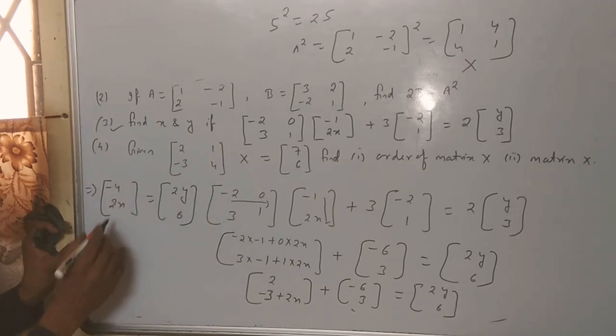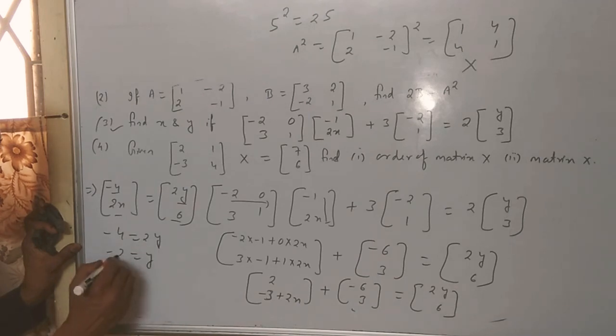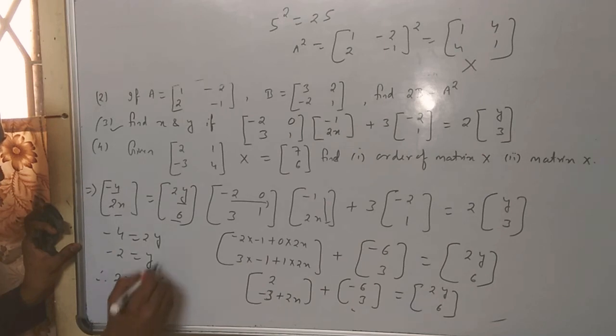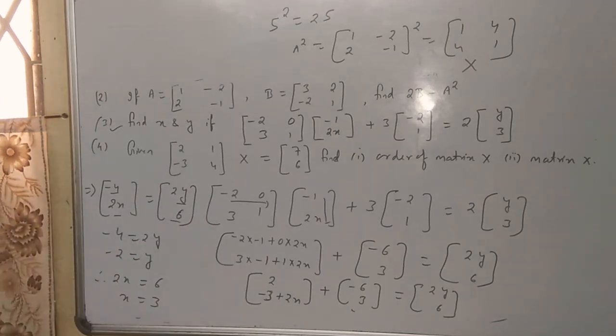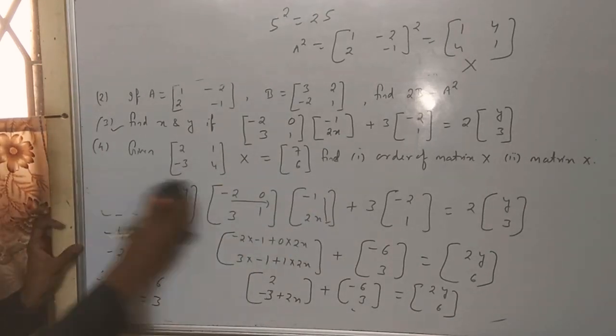If two matrices are equal, then corresponding elements are also equal. So -4 equals 2y, or you can write y equals -2. And the second one, 2x equals 6, and x equals 3. So in this way we can solve the matrix equation even if the multiplication is there. So I think it is clear now.